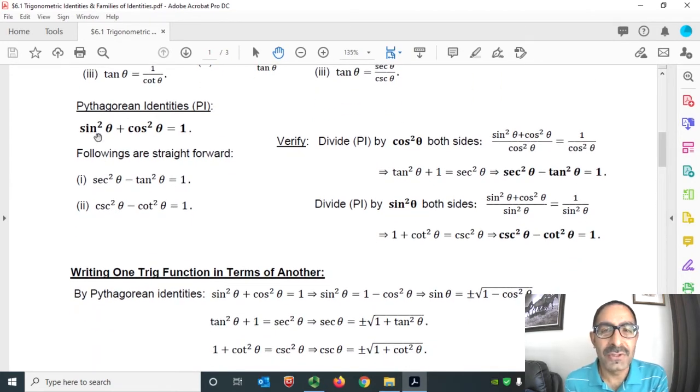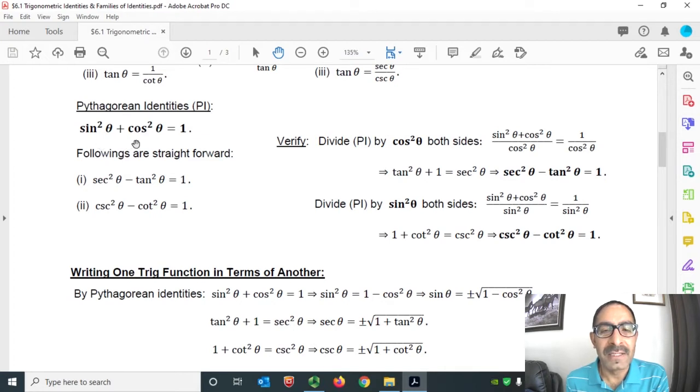We know sine square theta plus cosine square theta equals 1. And these following two identities are straightforward. Secant square theta minus tan square theta equals 1, and cosecant square theta minus cotangent square theta equals 1. Just a quick verification.